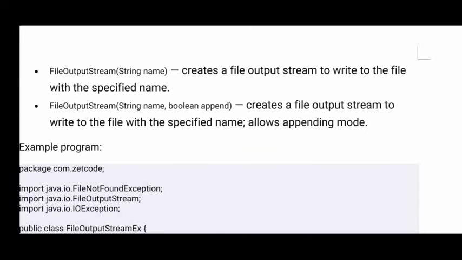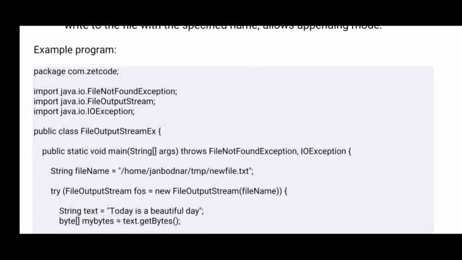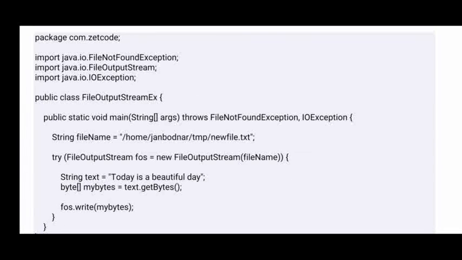Now, FileOutputStream means it creates a file output stream to write to the file with the specified name. If you want to write content to another file instead of the output console, then you can use this constructor. It depends on your requirement; you can use any constructor. Now here you have an example program.